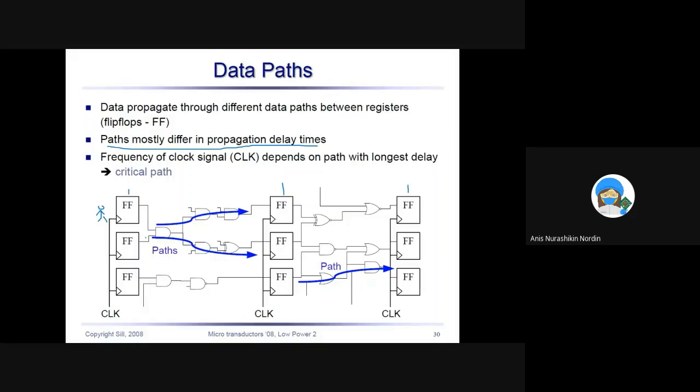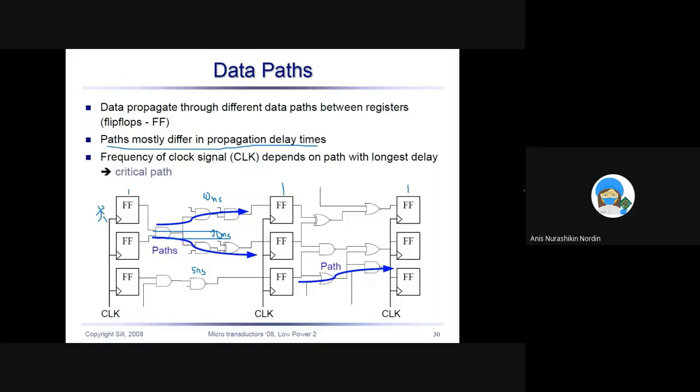This you can control in your layout. You remember you draw the VDD in the layout, so you are going to hook it up to a different VDD. Okay, so the frequency of the clock signal depends on the path with the longest delay. So let's say this path 1 takes 10 nanoseconds. This path takes 20 nanoseconds. This path takes 5 nanoseconds, right?